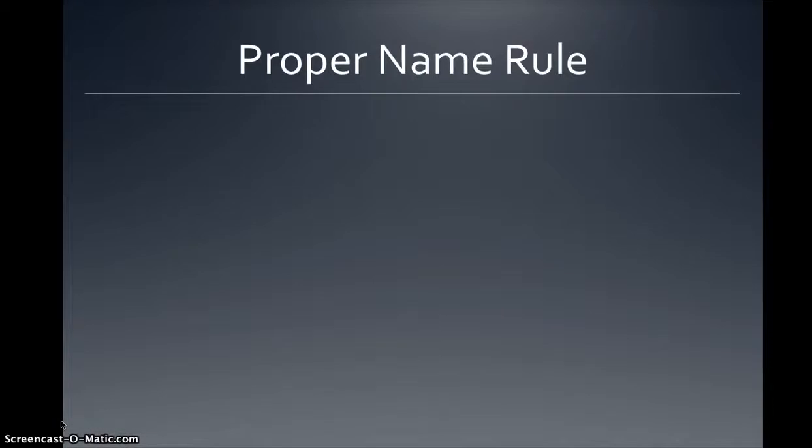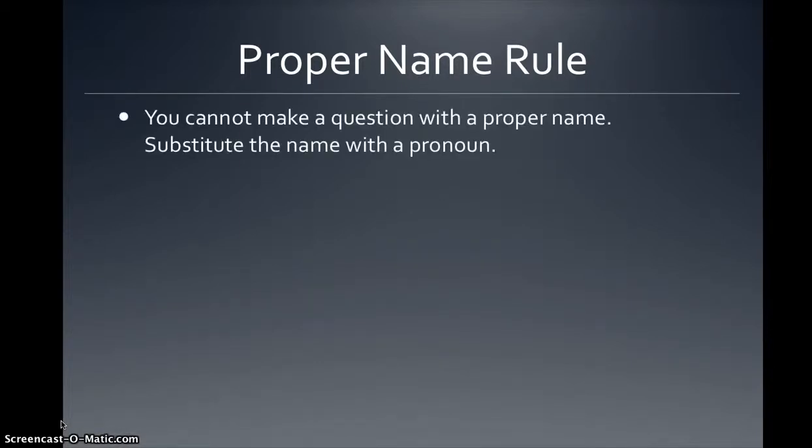Now, everything has exceptions, and French, of course, has lots of exceptions. But thankfully, with our inversion, we really don't have exceptions. We just have 2 additional rules that are really pretty simple to remember. You can't make a question with a proper name. You have to substitute the name with a pronoun. So if you have Marie, you can't say chante Marie. You have to figure out what would Marie be. Well, she's a girl. That means she would be elle, she.